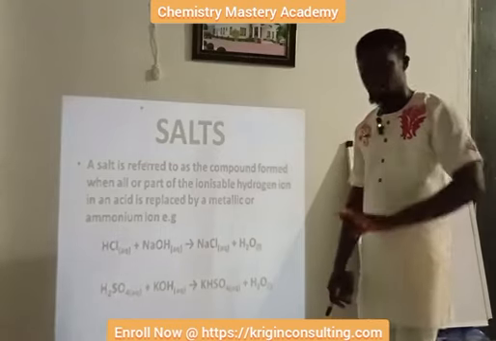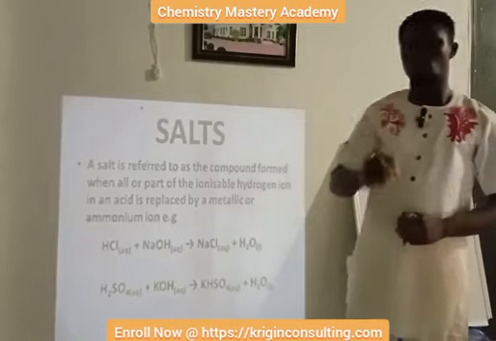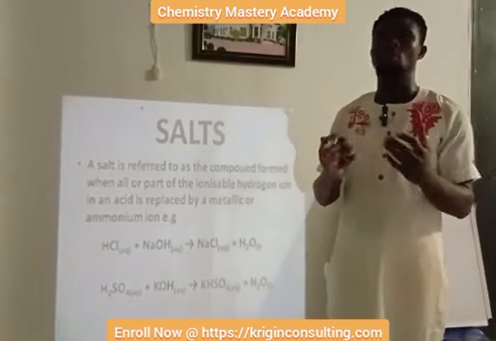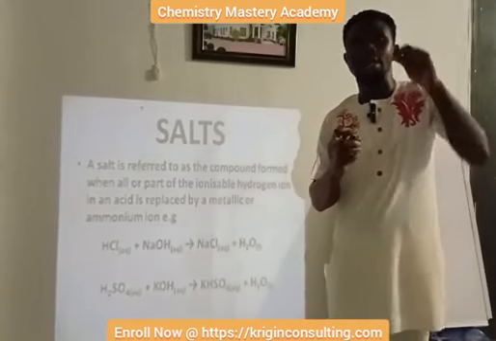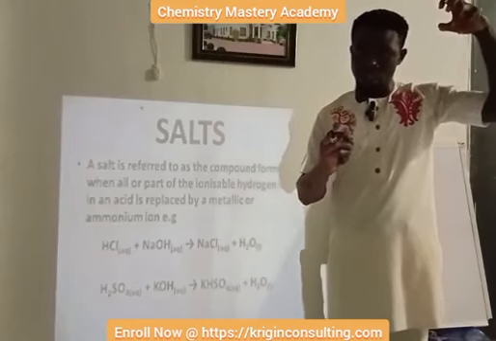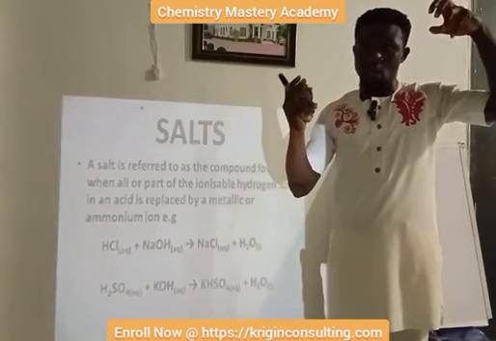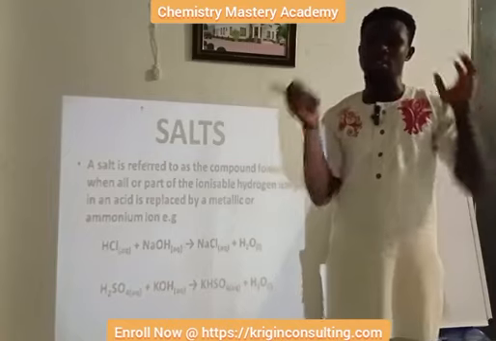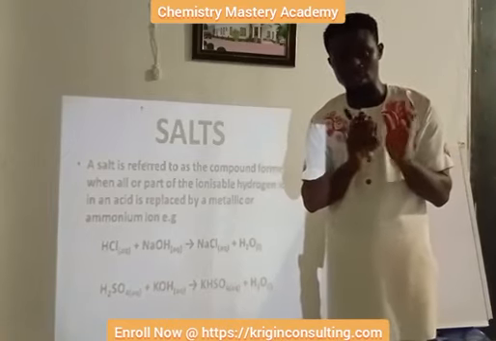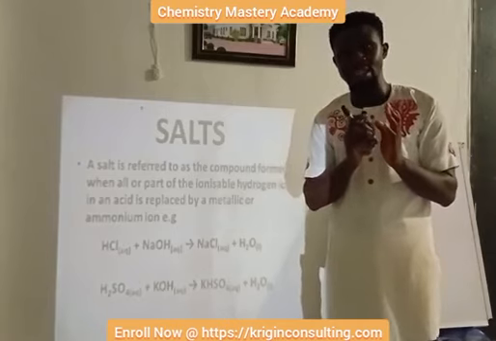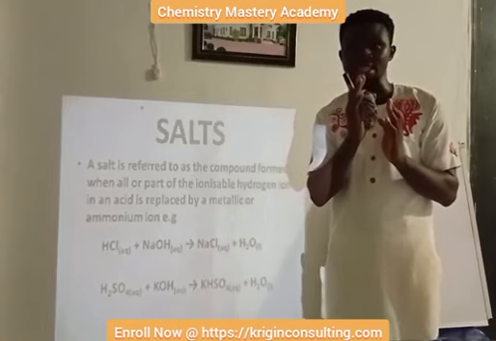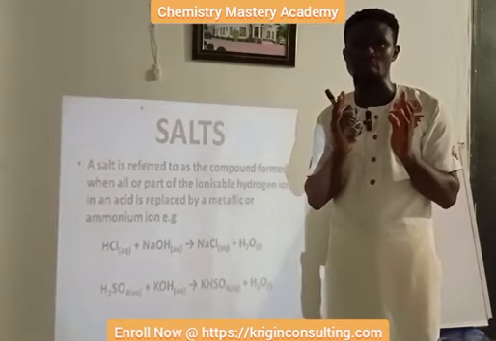Basically, what this is saying is this. It's pretty simple. A salt is actually a substance that is formed when the hydrogen ion in an acid goes away and a metal or an ammonium ion takes its place. That's what a salt is. So it means that a salt is a substance that has a metallic ion or an ammonium ion taking the place of the hydrogen ion.